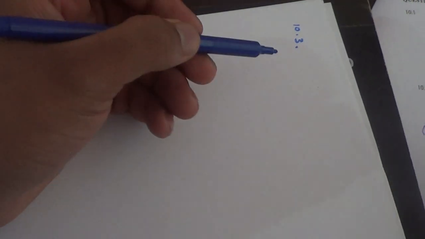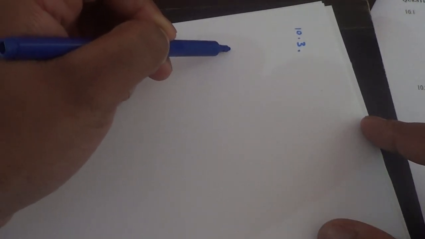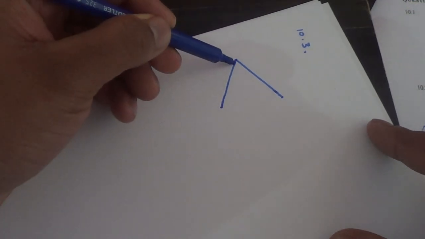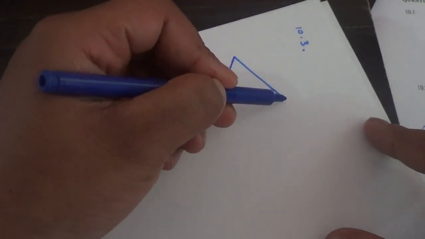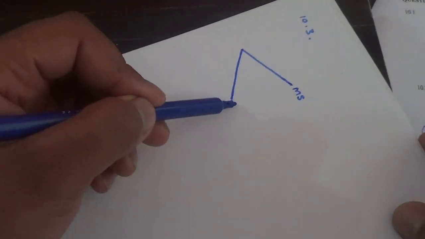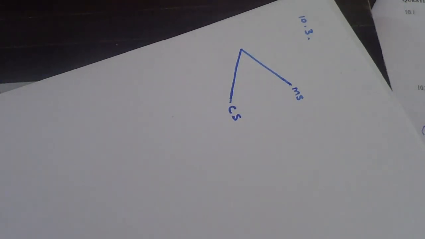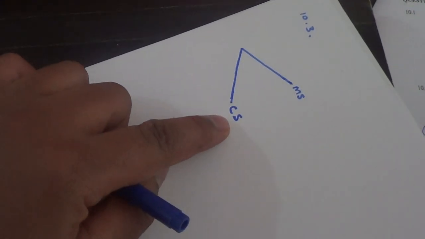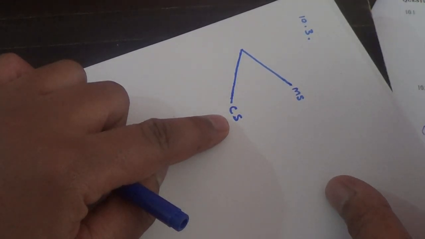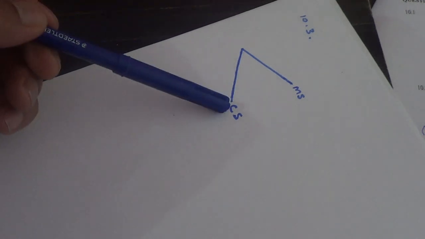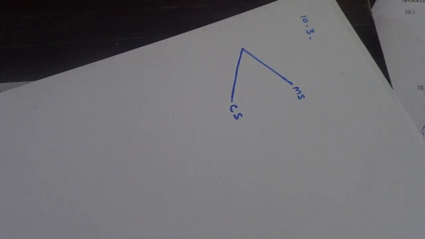So 10.3, the last ride. I know here there are two options of food choices. We have a meat sandwich, whatever you want to call that. So this is going to be MS, but it's not multiple sclerosis, please. We're not talking medical diseases here. And cheese sandwich, CS. What could CS be? Maybe cancer of the spleen. This is not cancer of the spleen or cancer of the stomach, okay? Don't make that mistake.